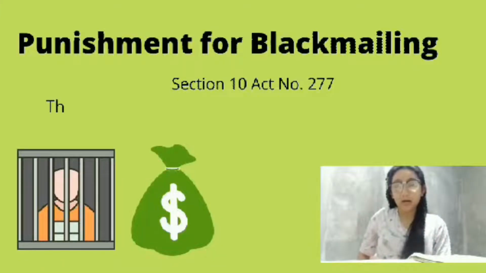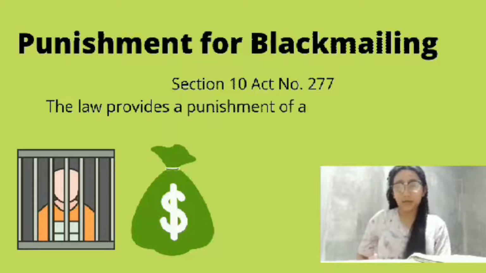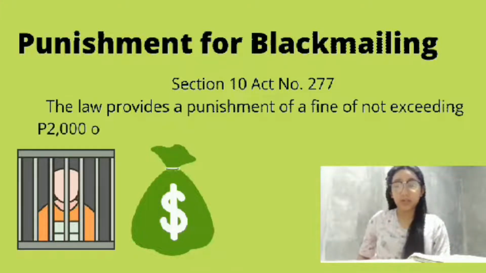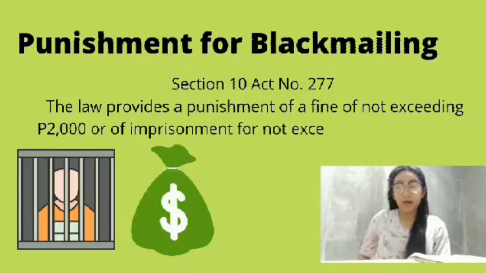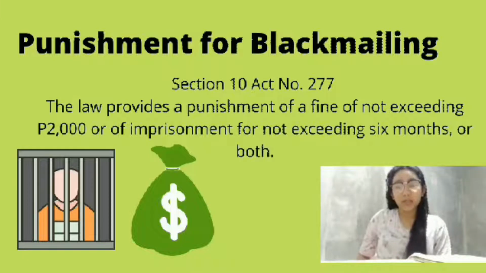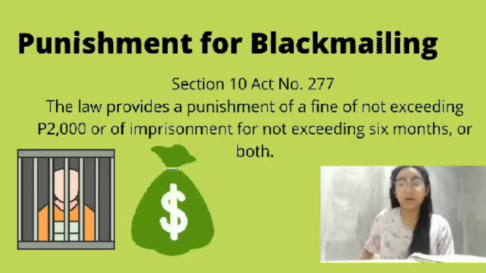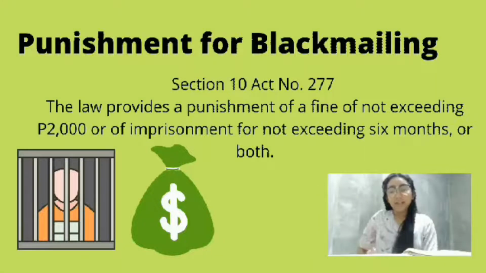According to Section 10 of the Libel Law, Act No. 277, it is as follows: every person who threatens another to publish a libel concerning him or any parent, husband, wife, or child of such person or any member of his family, and every person who offers to prevent the publication of any libel upon another person with intent to extort any money or other valuable consideration from any person, shall be punished by a fine of not exceeding 2,000 Philippine pesos or by imprisonment for not exceeding 6 months or both.